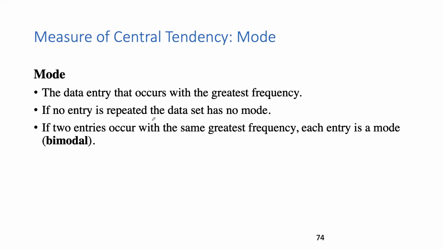And if no entry is repeated, then the data set has no mode, obviously. So if there is no entry in the data set which shows up repeatedly, at least twice, then there is no mode to the data set.